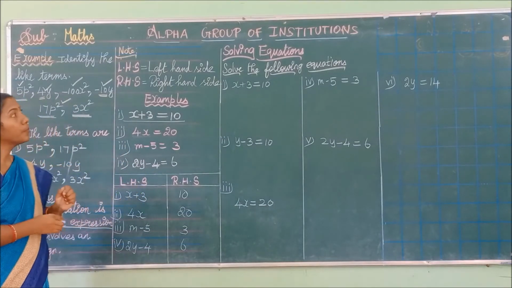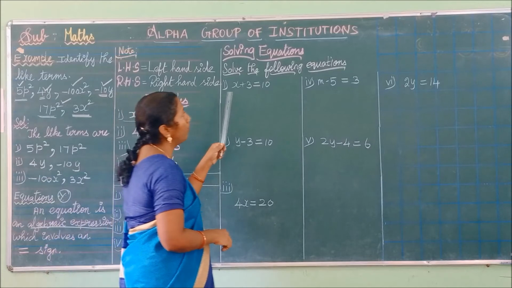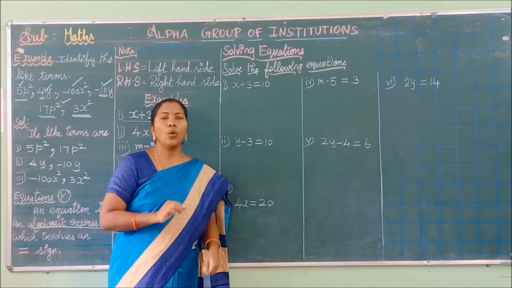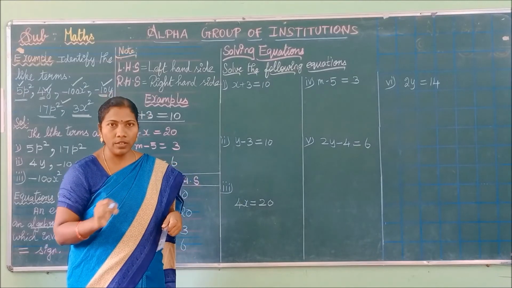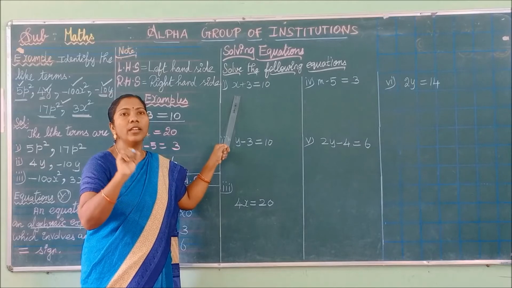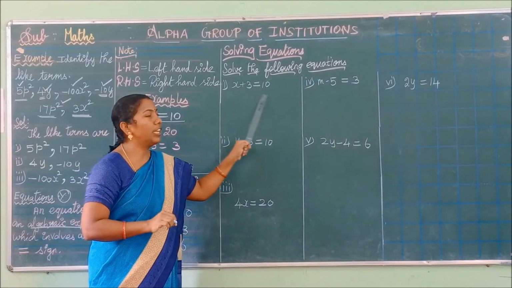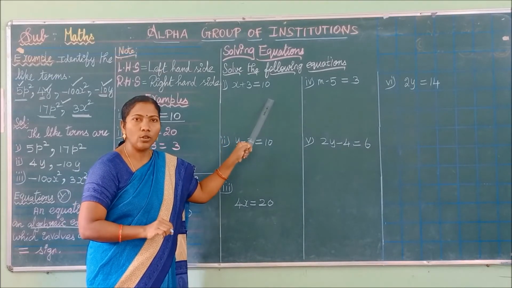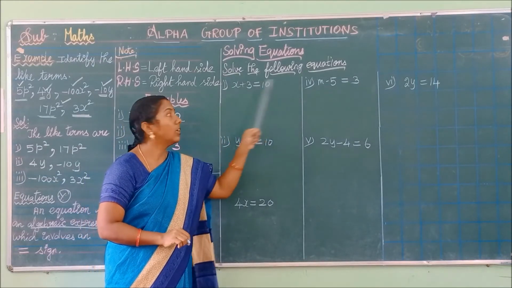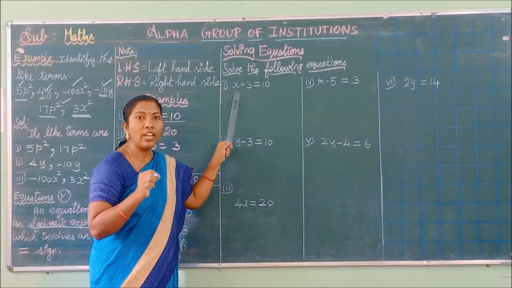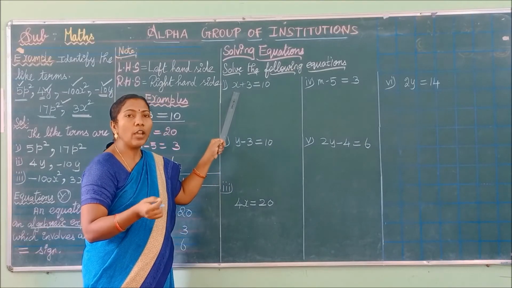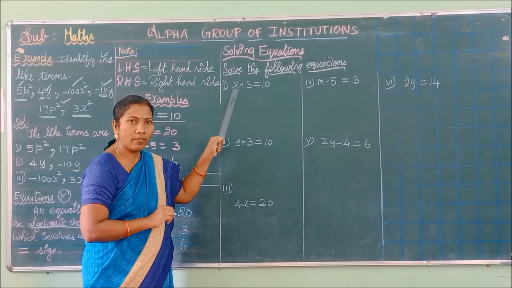Do you understand? Next we are going to see a very important thing, how to solve these equations. What is meant by solving? Solving means we have to find the value of the given variable. What is the given equation here? x + 3 = 10. Here they ask us to solve the following equation. Solve means you have to find the value of the variable. What is the variable here? x. So we have to find the value of the variable x.